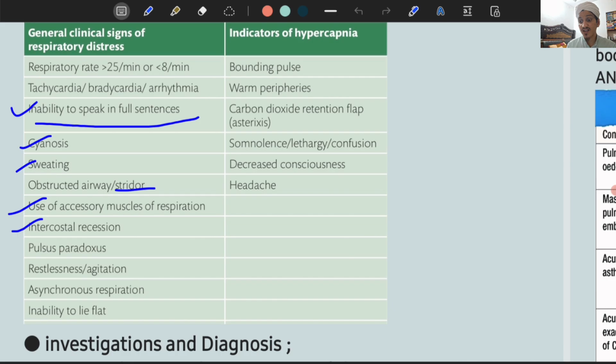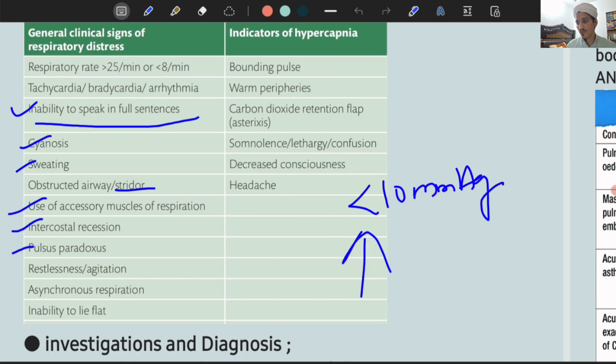Intercostal recession will be there. Pulsus paradoxus will be there. What is pulsus paradoxus? Normally during inspiration, BP falls by less than 10 mmHg. But this fall will be increased to more than 10 mmHg when there is respiratory failure. That is nothing but pulsus paradoxus.